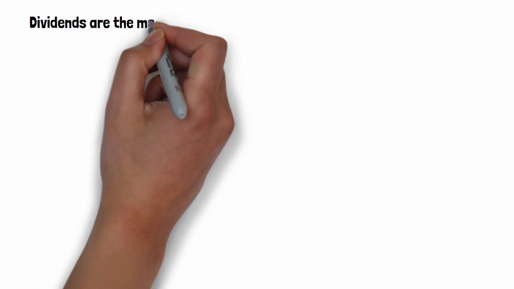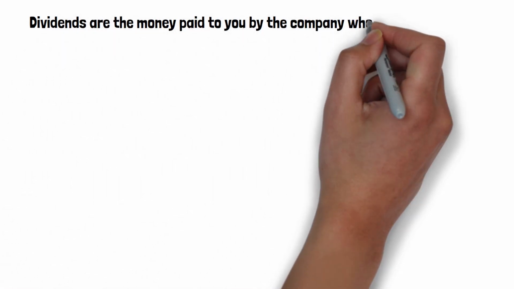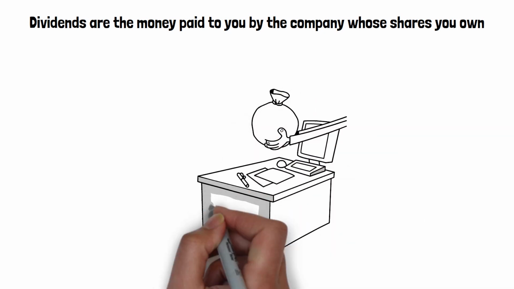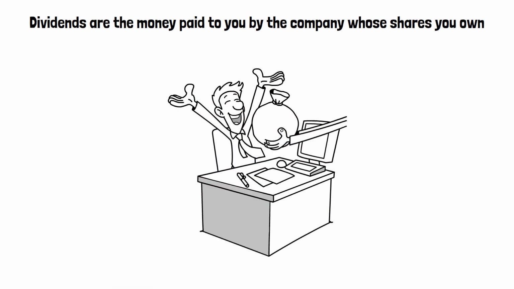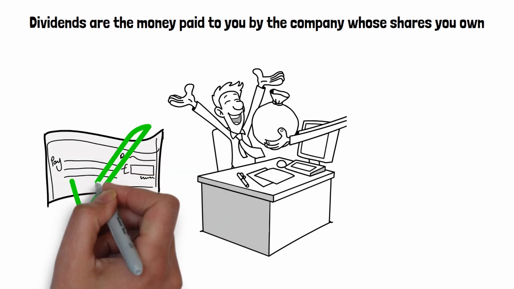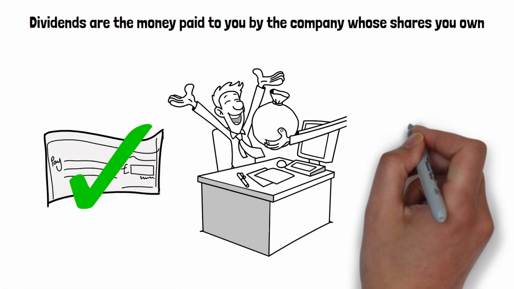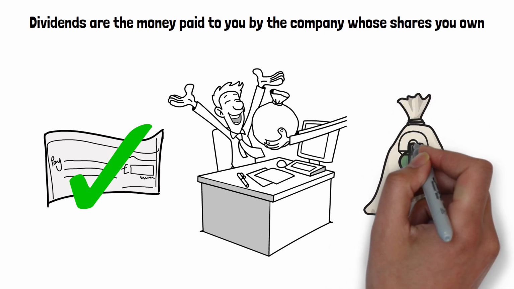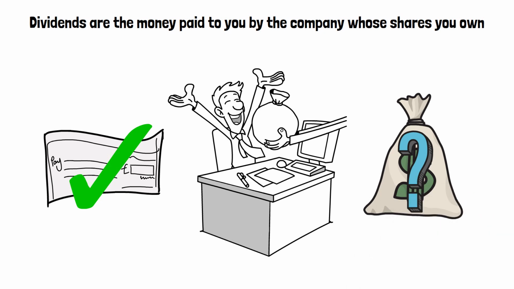Dividends are the money paid to you by the company whose shares you own. This is a part of the earned profit that the company is ready to give you. The amount of money you can receive per share is determined in advance. Depending on how many shares you have, you will receive as much money in the form of dividends.